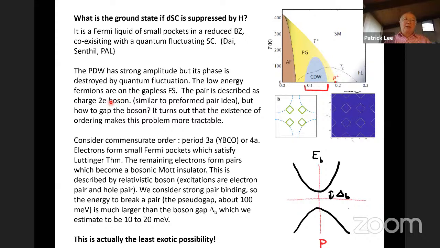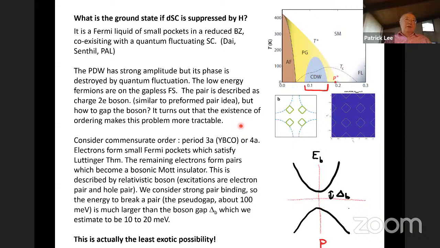Now, this is a very difficult problem because we don't know how to treat bosons. Bosons are very tough to treat. They love to condense and then we're in trouble. It turns out that having a finite momentum actually makes this problem tractable. People have tried to think about a fluctuating d-wave superconductor. There was a paper with Balents and Nayak and so on. But it's difficult to make progress in this case. So let me explain why.